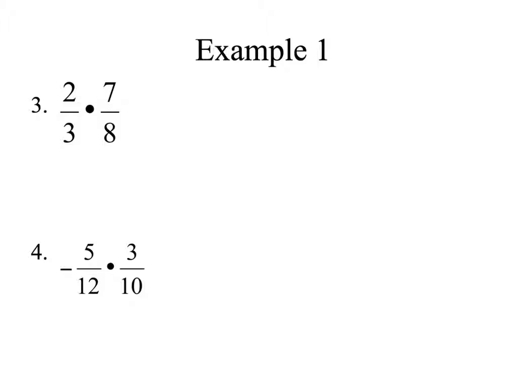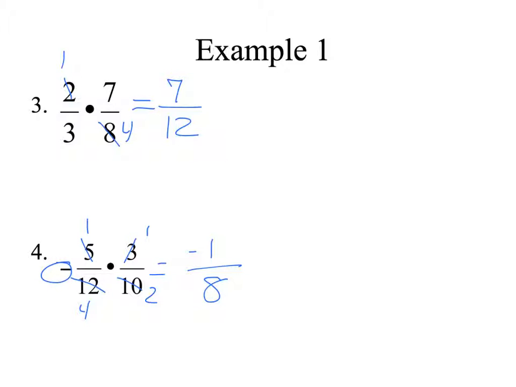In the first one, I can cross cancel the 2 and the 8, giving me a 1 and a 4. Multiply straight across the top, straight across the bottom, 7 over 12. In the second one, I can actually cross cancel twice. 5 divided by 5 is 1, 10 divided by 5 is 2, 3 divided by 3 is 1, 12 divided by 3 is 4. Make sure you do catch the negative sign, so negative 1 over 8 is my final answer for the second one.